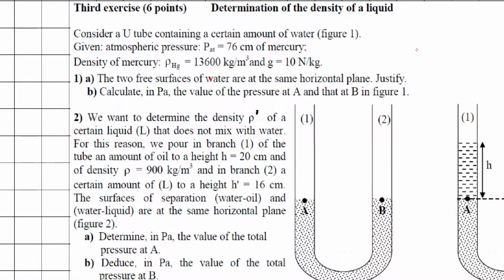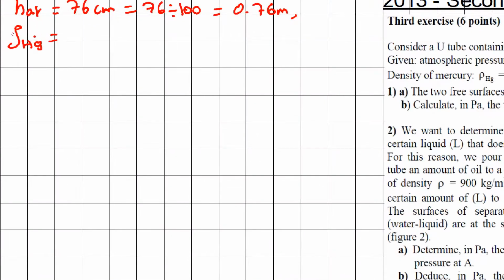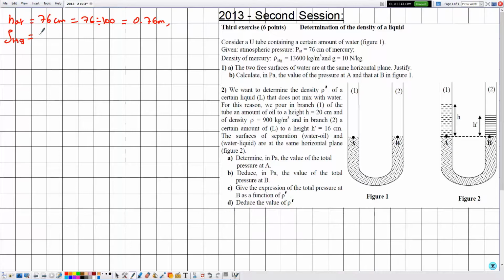The density of mercury rho Hg is given by 13,600 in the SI. So Hg stands for mercury, 13,600 kilogram per meter cube. And the gravitational field strength is given by g equal to 10 newtons per kilogram, which means that we are performing this experiment on the surface of Earth. Notice that until this moment they didn't mention anything about figure 2, so we are not allowed to use it.